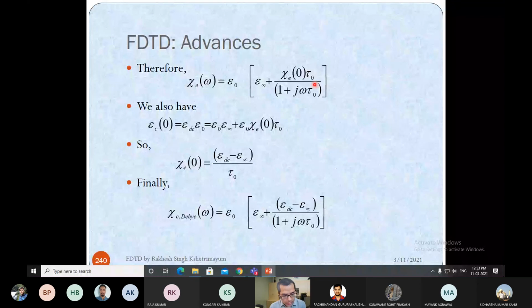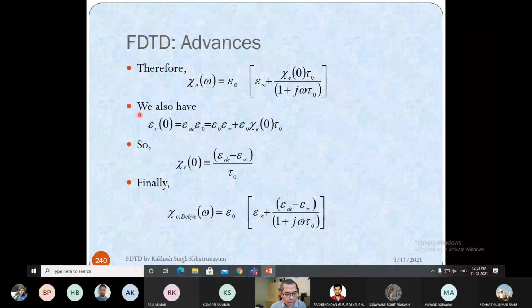Another thing is that at omega equal to 0, that means at the DC frequency, when omega is at the lower end, what happens to this relation? Omega tends to 0, this term will become 0, and this term will become simply 1. So epsilon c at omega equal to 0 is epsilon dc into epsilon 0. We have defined epsilon dc like that. This is the electric relative permittivity at DC frequency. So epsilon dc into epsilon 0 is equal to, from this relation we have derived, epsilon 0 epsilon infinity plus epsilon 0 chi e 0 tau naught. This term becomes 1 because omega is tending to 0. This is the relation we have here.